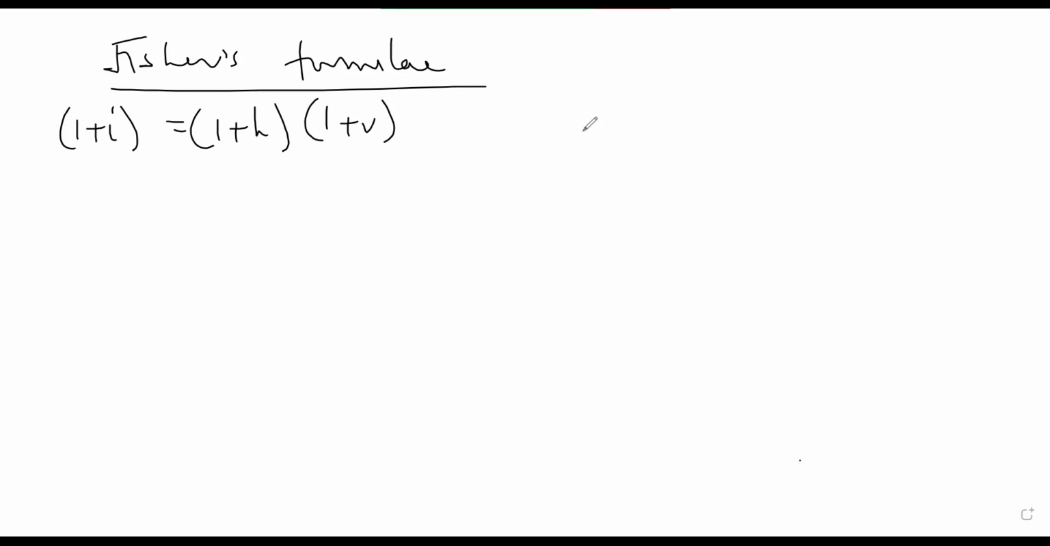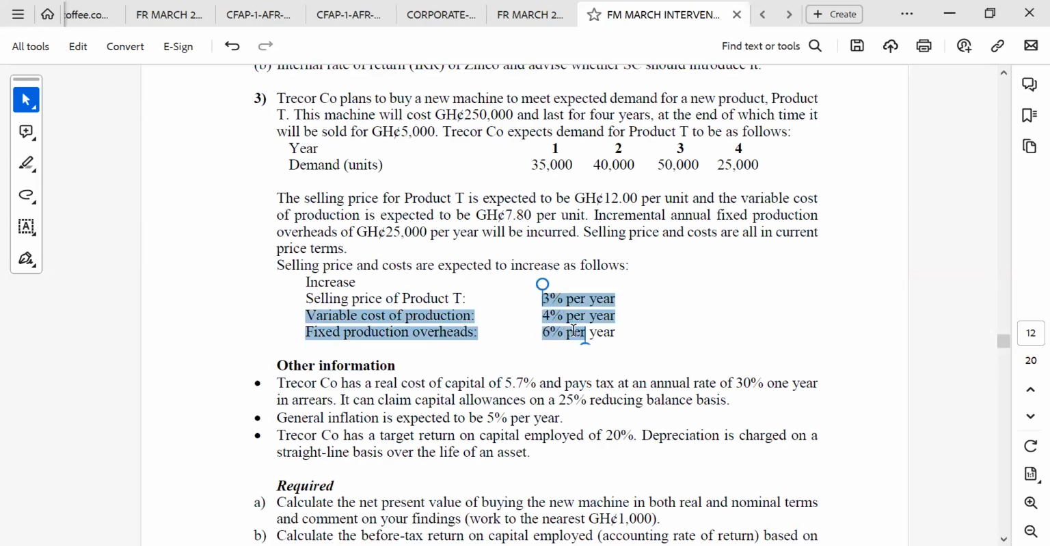rate. So the question will give you, we use the general inflation rate, not the individual inflations over here. These individual inflations will be used to adjust the fixed cost, the variable cost, and the revenue, like the one we did yesterday. The question is saying that the selling price, the cost, and all those things are in their current terms. So every year you have to inflate the selling price by 3%, the variable cost by 4%, and this one also by 6%.